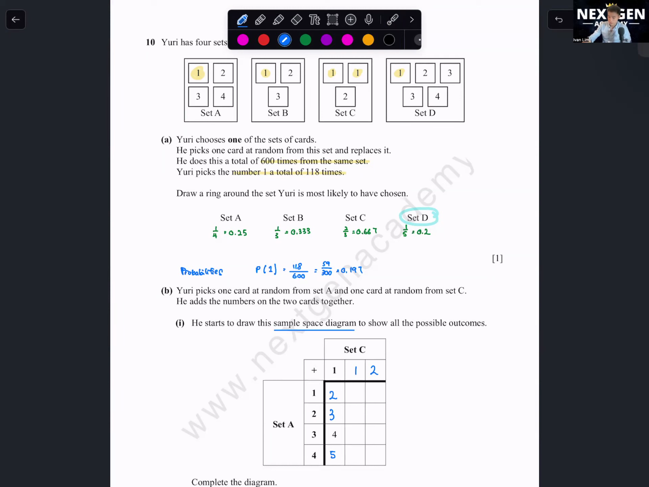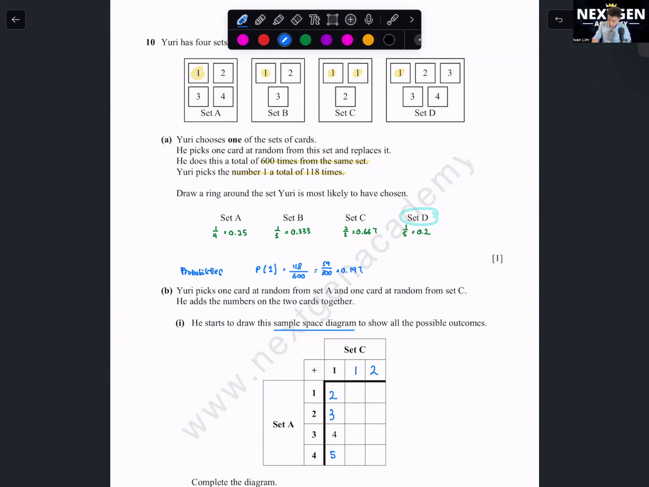Fill out the table. Okay, so this is called a sample space diagram, or some of your books will call it a possibility diagram. Sample space or possibility diagram. It means all the possible outcomes if we take these two sets and put them together.